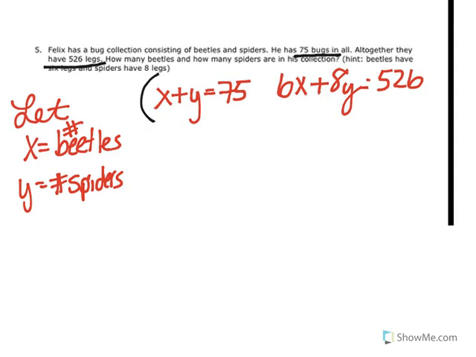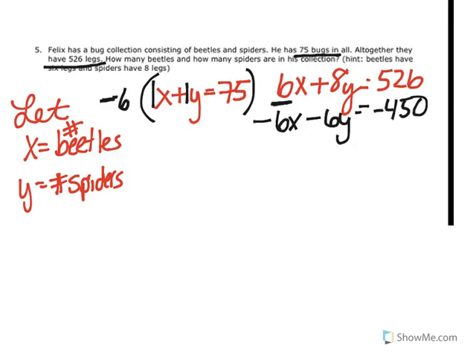I'm going to take this equation right here, and I'm going to multiply it times -6. Now the reason I chose -6 was 6 is the smaller of the two numbers over here. So I like to deal with the small one. And since these both have 1s, 1x and 1y, it's really easy to multiply. So -6 times 1x is -6x. -6 times 1y is -6y. And then -6 times 75 is -450.